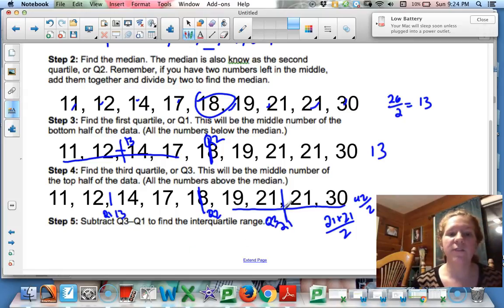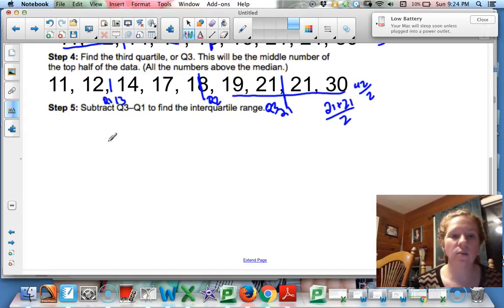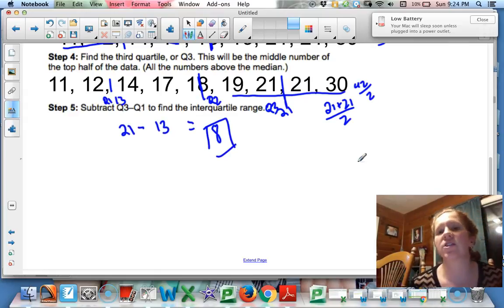Now, to find the interquartile range, all you have to do is take Q3 minus Q1. So 21 minus 13, and I get 8. So it has an interquartile range of 8.